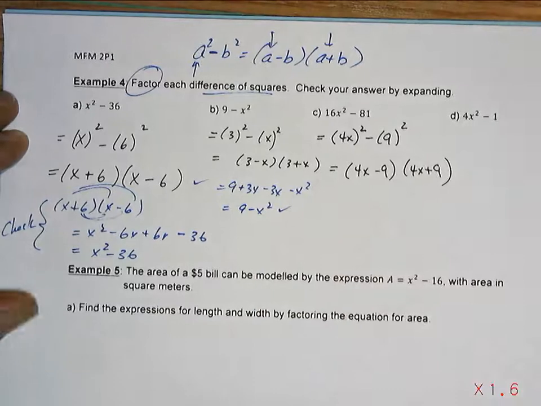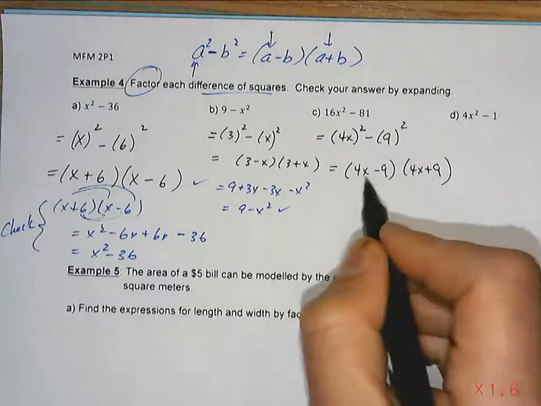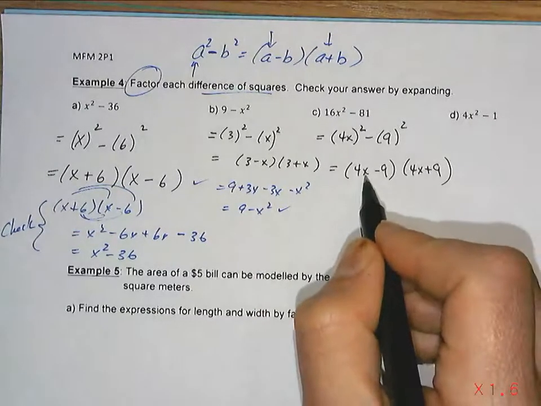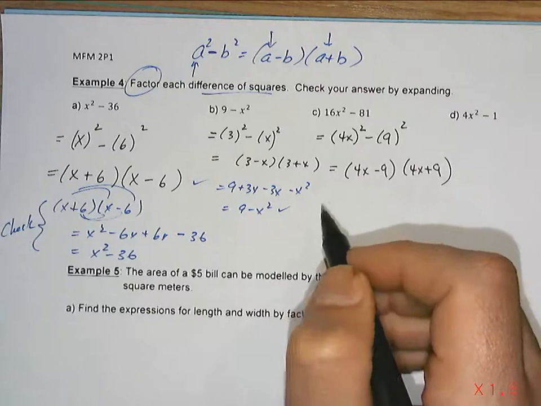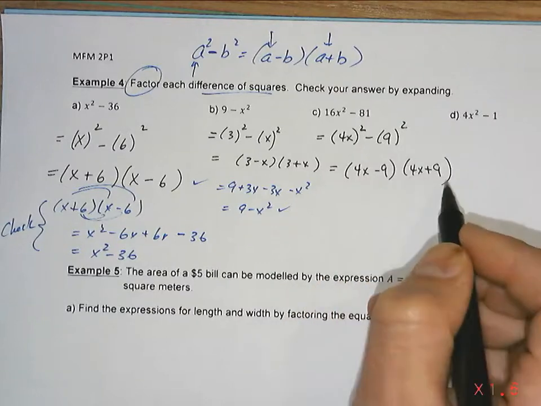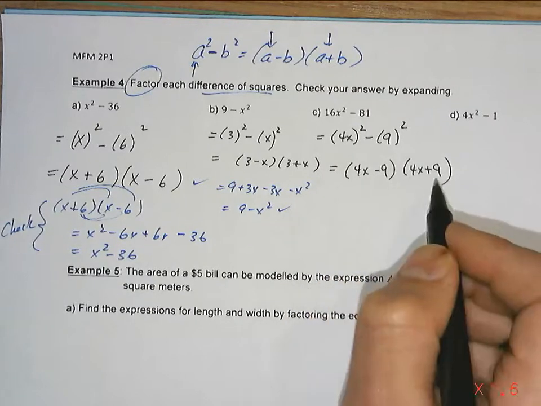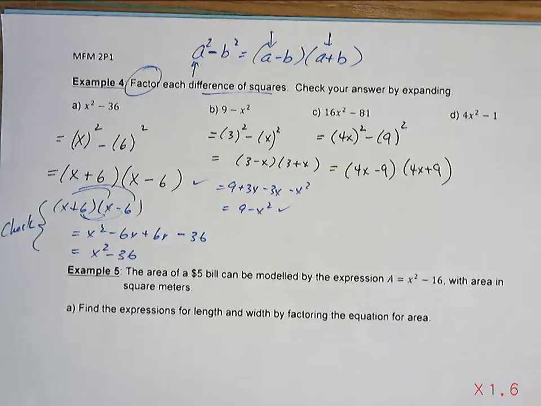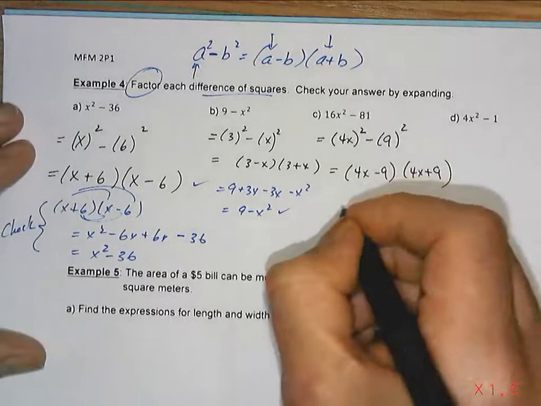Can we factor any farther? This is not a difference of squares. 4x. X is not a perfect square, so I'm done. This is the sum of squares. It's not a perfect square. There's nothing common that can come out of them. We should be done. Let's check to see if we're right.